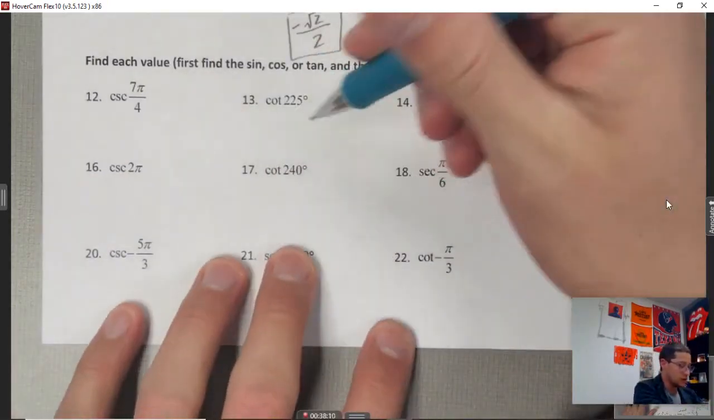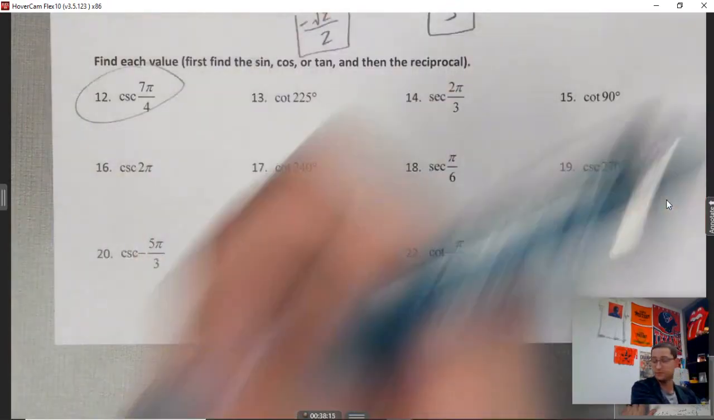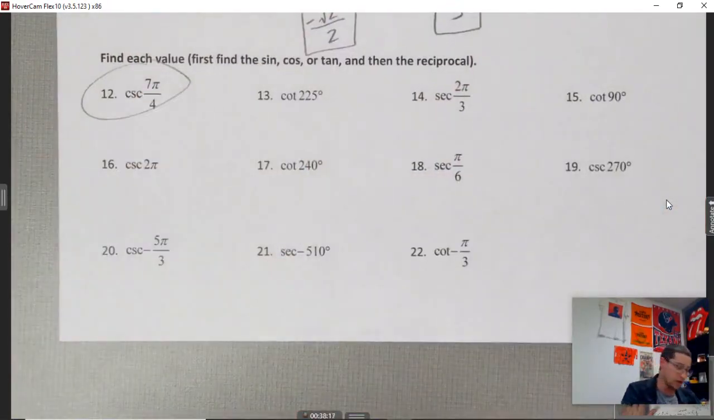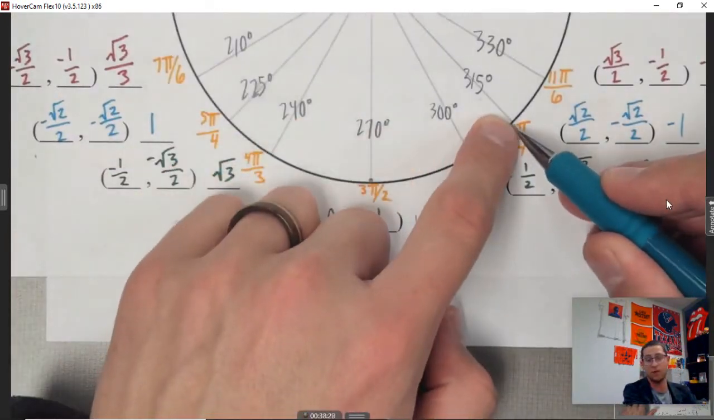Let's do the first one. Okay, so 7 pi over 4. We got to think about where 7 pi over 4 is. Almost at 8 pi over 4. We're just taking away one more. So that's going to be right here. That's 7 pi over 4.